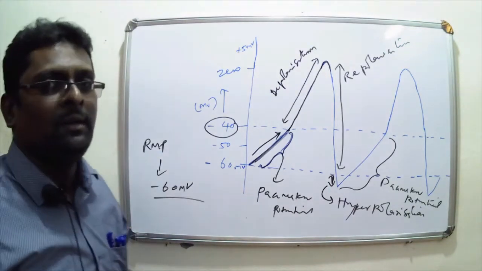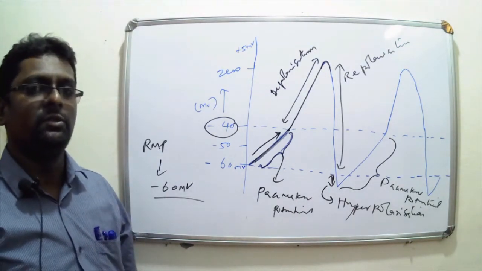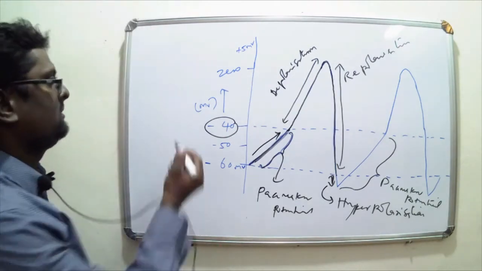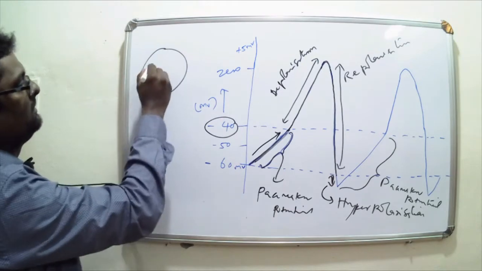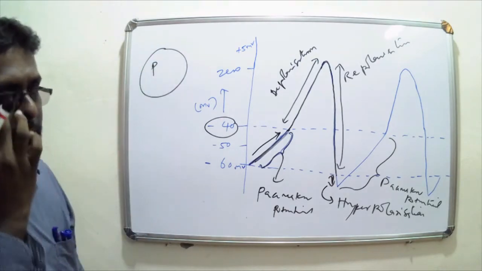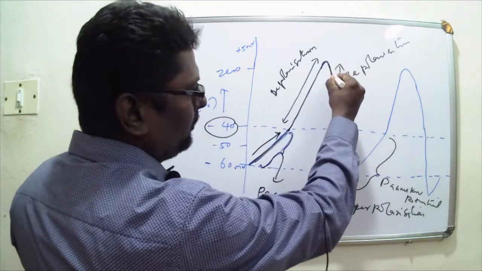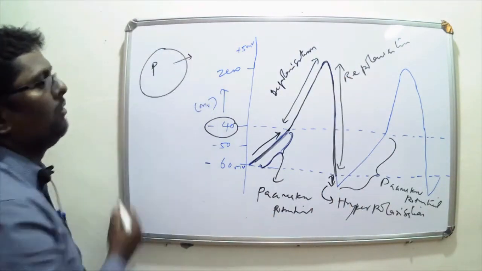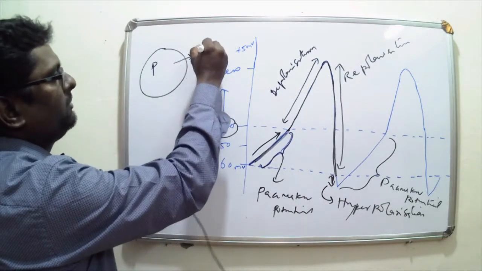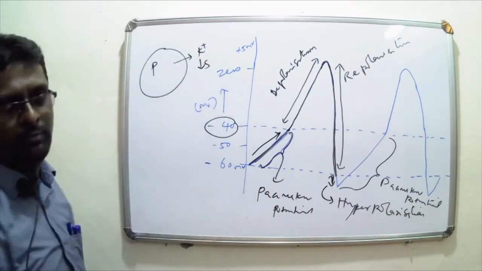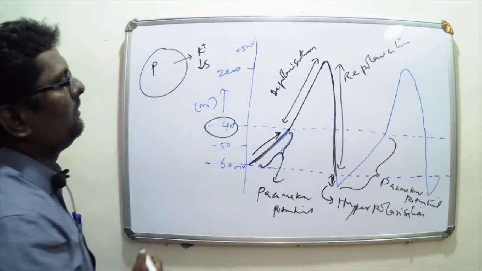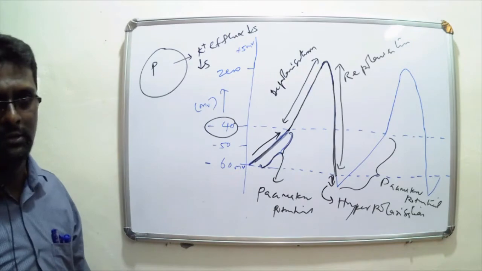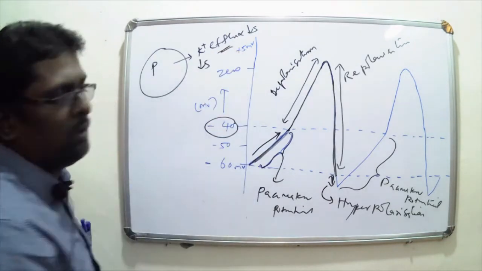Let us understand the ionic basis of pacemaker potential. Let us consider this as a pacemaker cell. Now what happens at the end of repolarization? The permeability of P cells to potassium ions decreases. As a result, the K plus efflux also decreases. Following this, what happens?